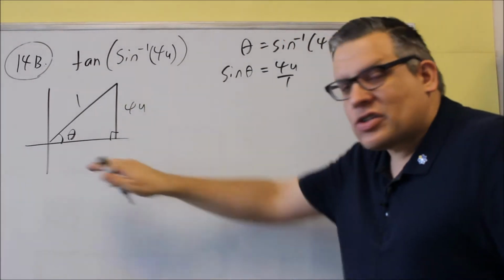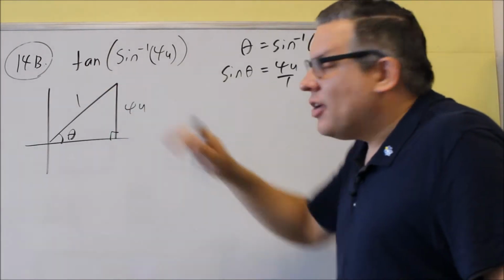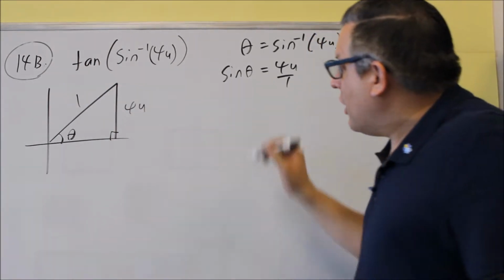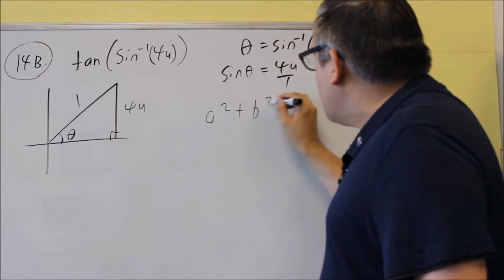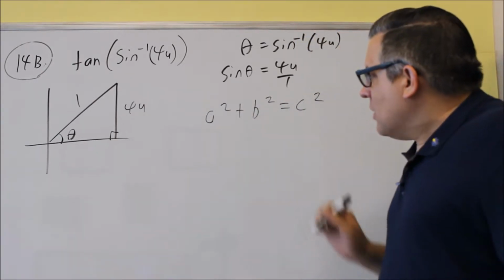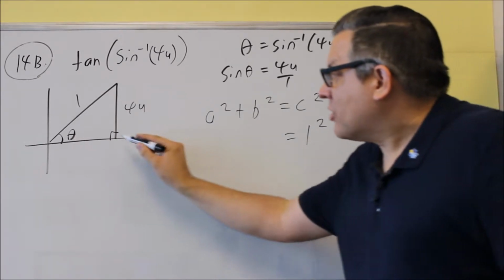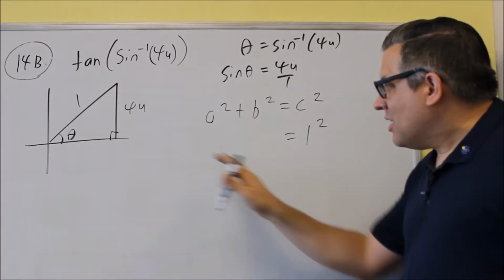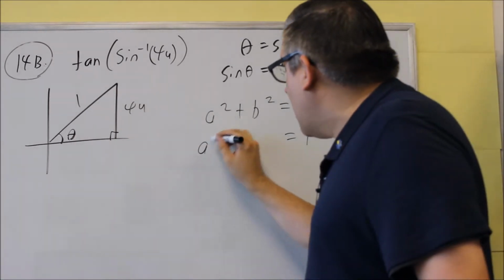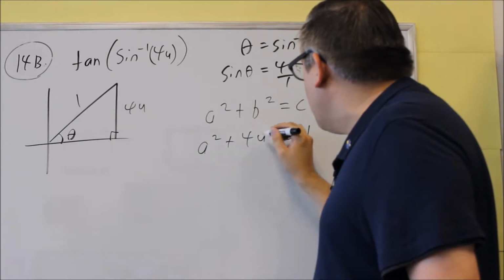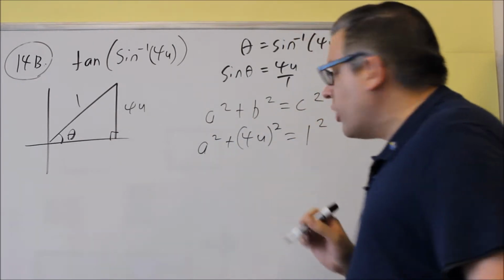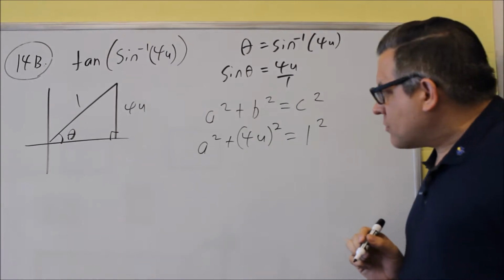We need to figure out this side, so that way we can use the definition for tangent in order to get the answer. So a squared plus b squared equals c squared. In this case, the 1 has to go in there for c, because that's the side opposite the right angle. A and b doesn't matter. So I'll do a squared, and then I'll put a 4u in here, and we'll square that one.